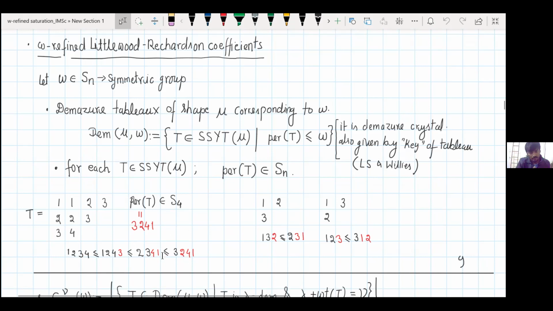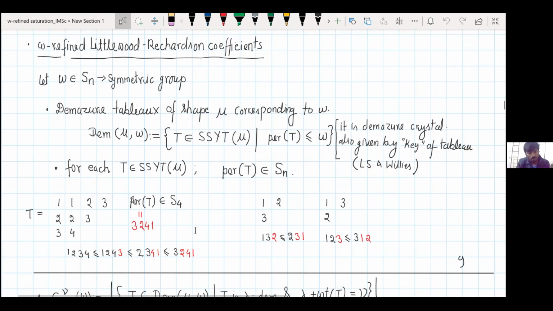So the last element, the last one you get, after getting all the last elements, that is called the permutation associated to that tableau. Like here, the permutation associated to that tableau is 3 2 4 1. So take all semi-standard Young tableaux whose associated permutation is less than or equal to W. That is the Demazure tableau of shape mu corresponding to W.